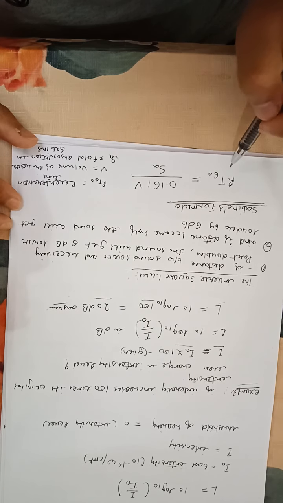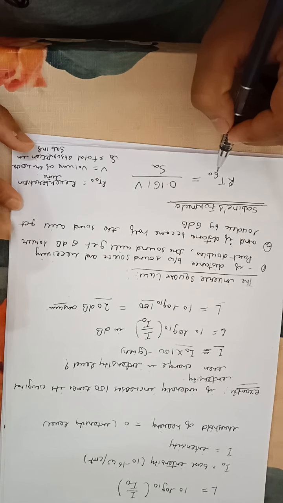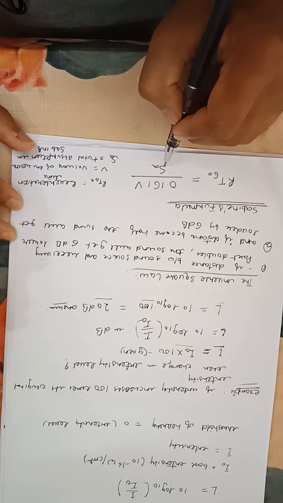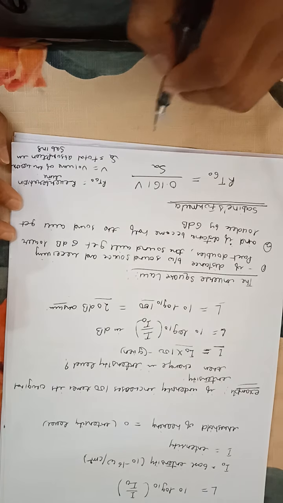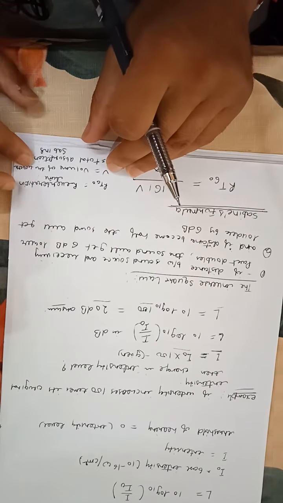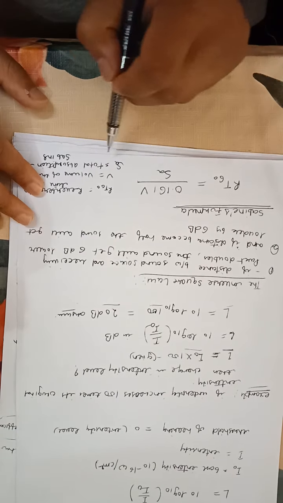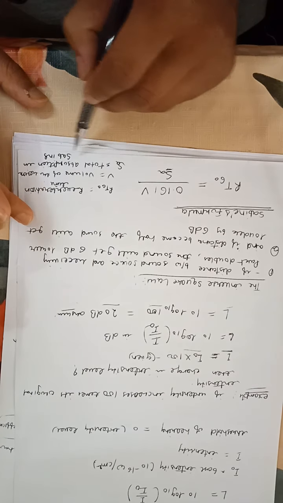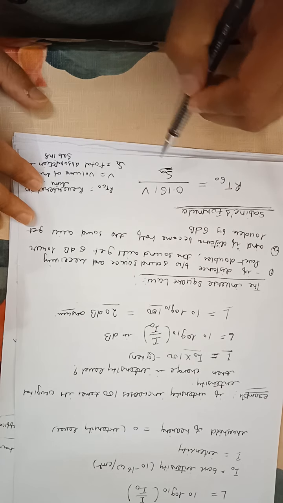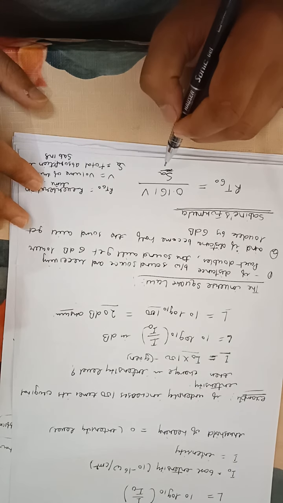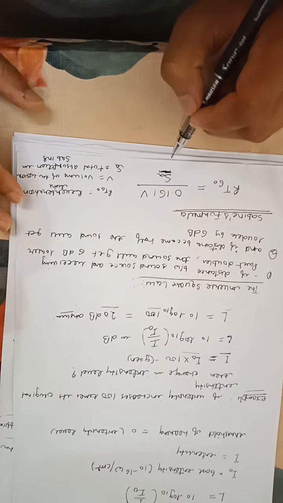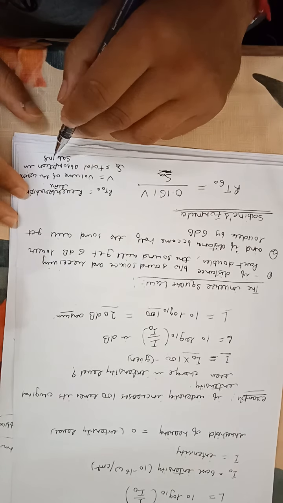Then we use Sabine's formula. RT60, the reverberation time, is equal to 0.161 V over total absorption in Sabins. This is the formula we will use in numericals. Here this is the total absorption in Sabins. In a room there will be many surfaces and the surface absorption coefficients will be given. So we will calculate the absorption coefficient times area, and then we will find the total absorption in Sabins.